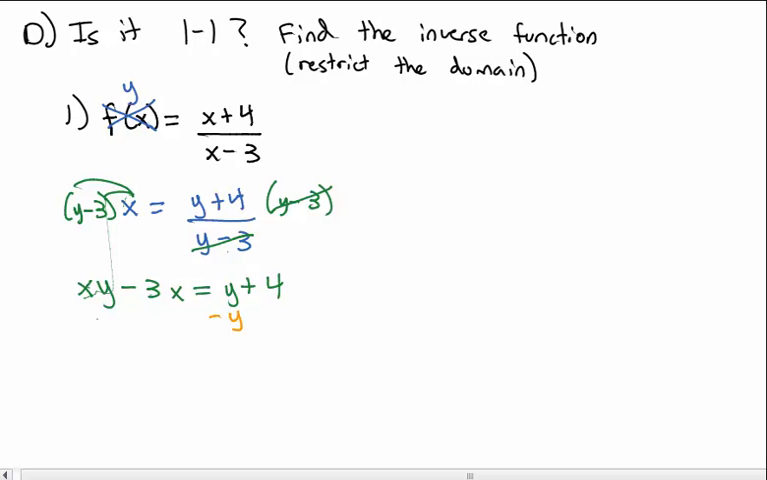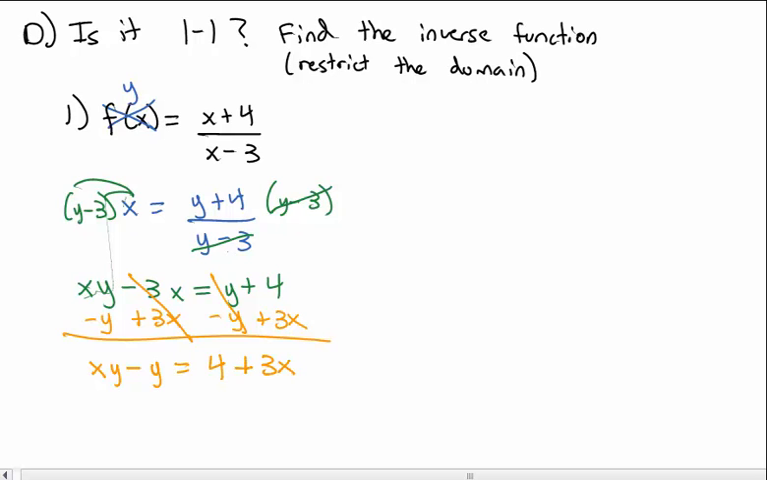Let's move the y's to the left. We'll subtract y from both sides and move everything without a y, the 3x, to the other side by adding 3x. Be careful about like terms. We've got xy minus y equals 4 plus 3x. Those aren't like terms, so we can't combine them. But what we can do is factor a y out of the left side, leaving behind y times x minus 1 equals 4 plus 3x.